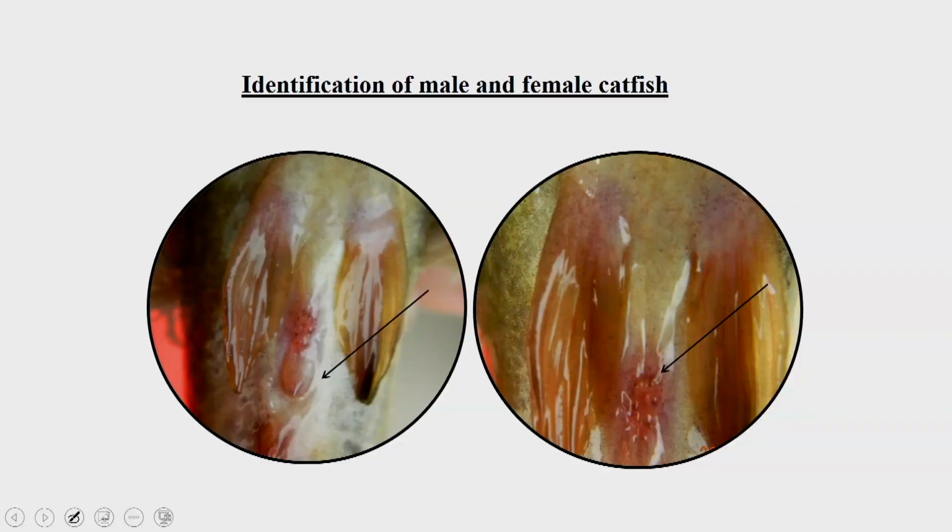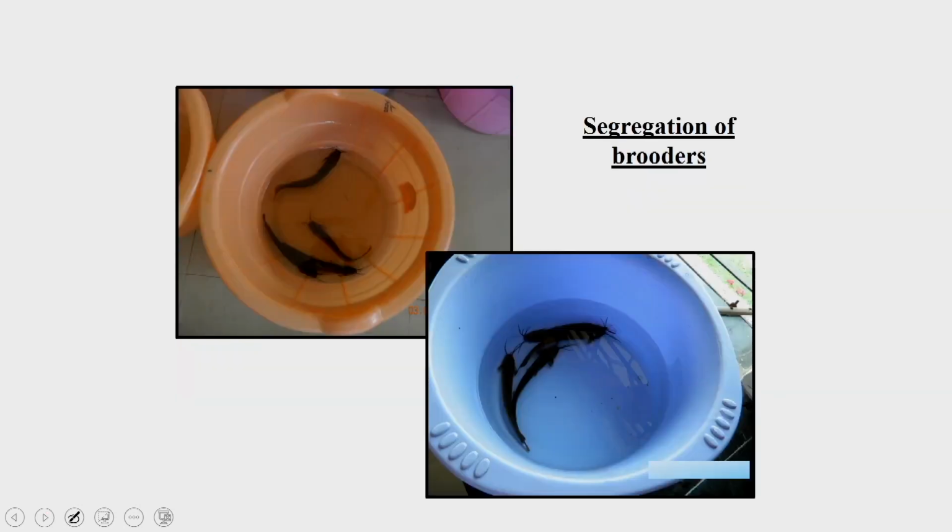So, as I said, you have to identify the male and female. In the catfish you may have different types of patterns which you can use to identify the male and female fishes. Then you have to segregate the male as well as the female into separate containers, so that you can give them the hormone treatments.